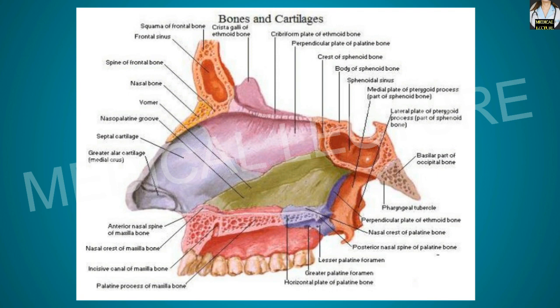While the lateral wall of the nose is formed by the nasal surface of the ethmoid labyrinth superiorly, the perpendicular plate of the palatine bone posteriorly, and the nasal surface of the maxilla lower and anteriorly. So just remember, the lateral wall is formed by the nasal surface of the ethmoid labyrinth, the perpendicular plate of the palatine bone, and the nasal surface of the maxilla.